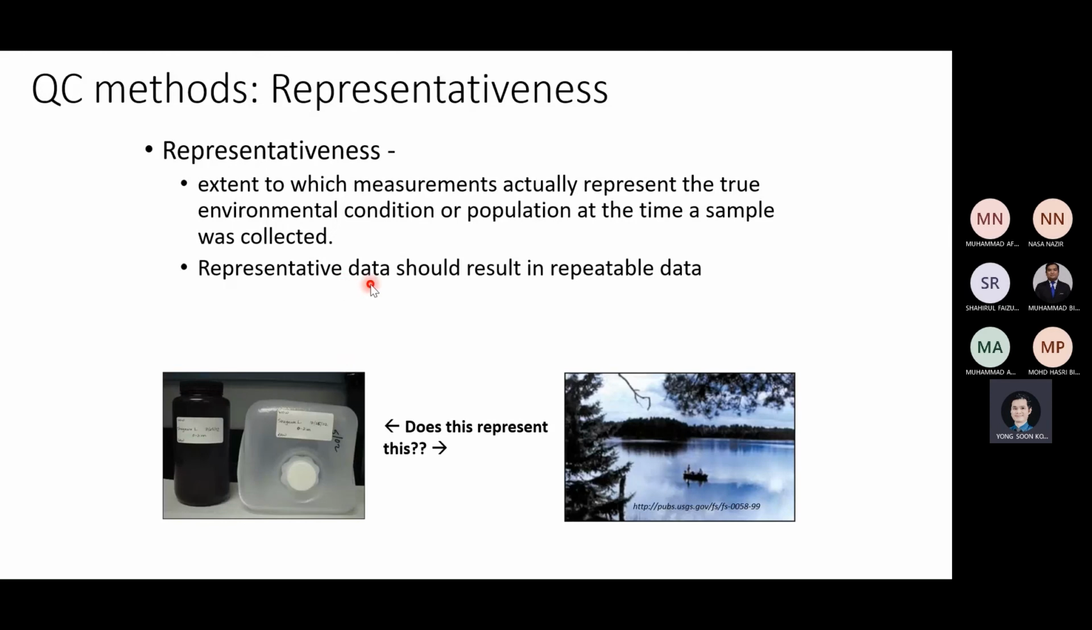representative data should result in repeatable data. So let's say you have another round of monitoring, you come back to the same lake and you use the same technique, you should be able to get more or less the same data. It is repeatable if the water samples that you collected indeed represent this lake. Yeah, so that's representativeness.